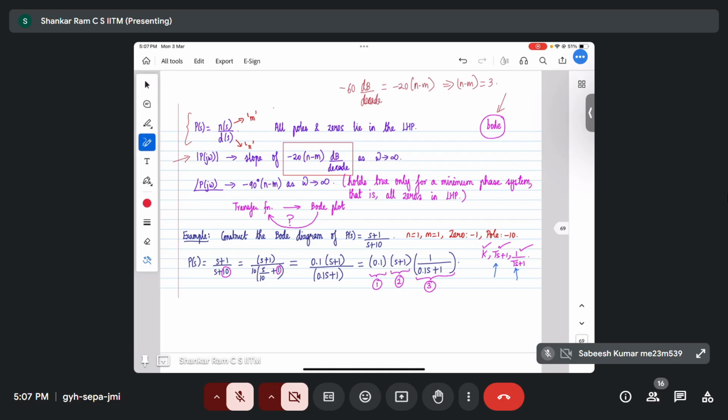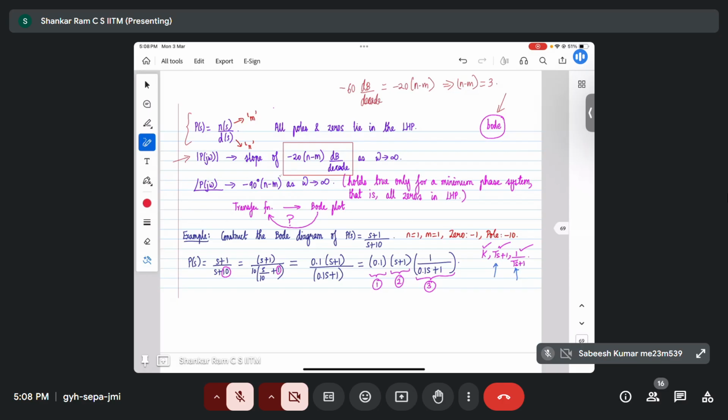Okay, so this is pretty useful when we want to reverse engineer the plant transfer function from the Bode plot, because this is what is called the relative degree of the plant transfer function. It is essentially the difference between the degree of the denominator polynomial and the degree of the numerator polynomial. That is one fact which we will be using later on when you do the project.